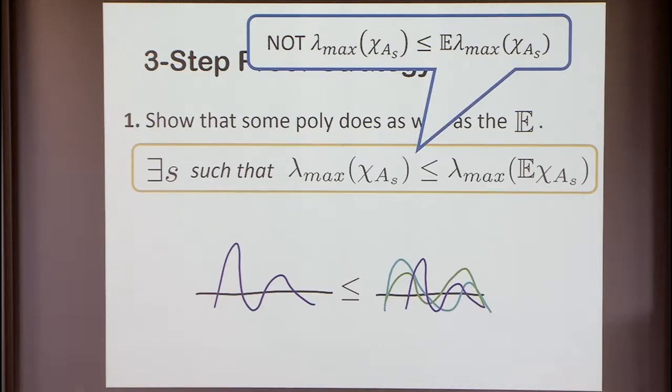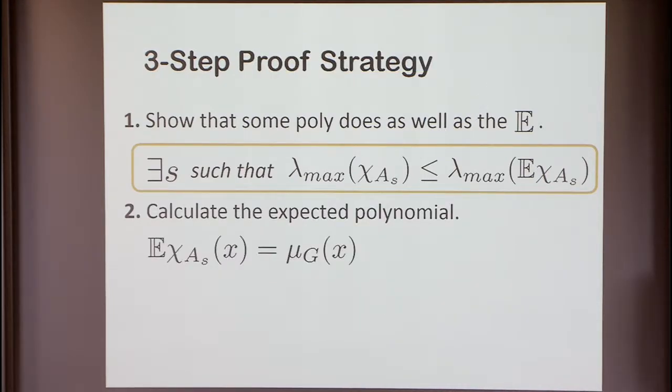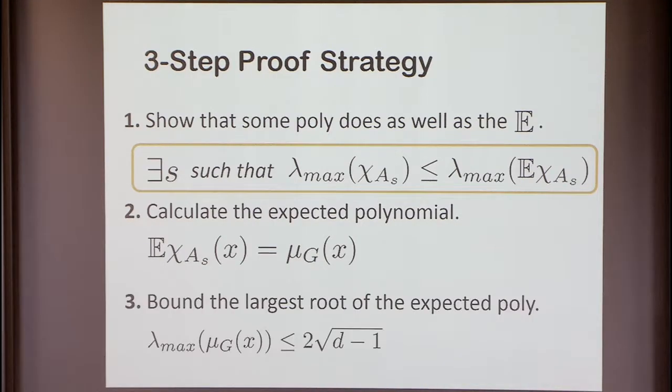Once I can do that, I now need to figure out what the expected polynomial is. So in the second step, I'm going to calculate the expected polynomial. The expected polynomial turns out to be an object which is very well studied in algebraic graph theory called the matching polynomial. And the third step is to show that the expected polynomial's largest root is what I want it to be, right?